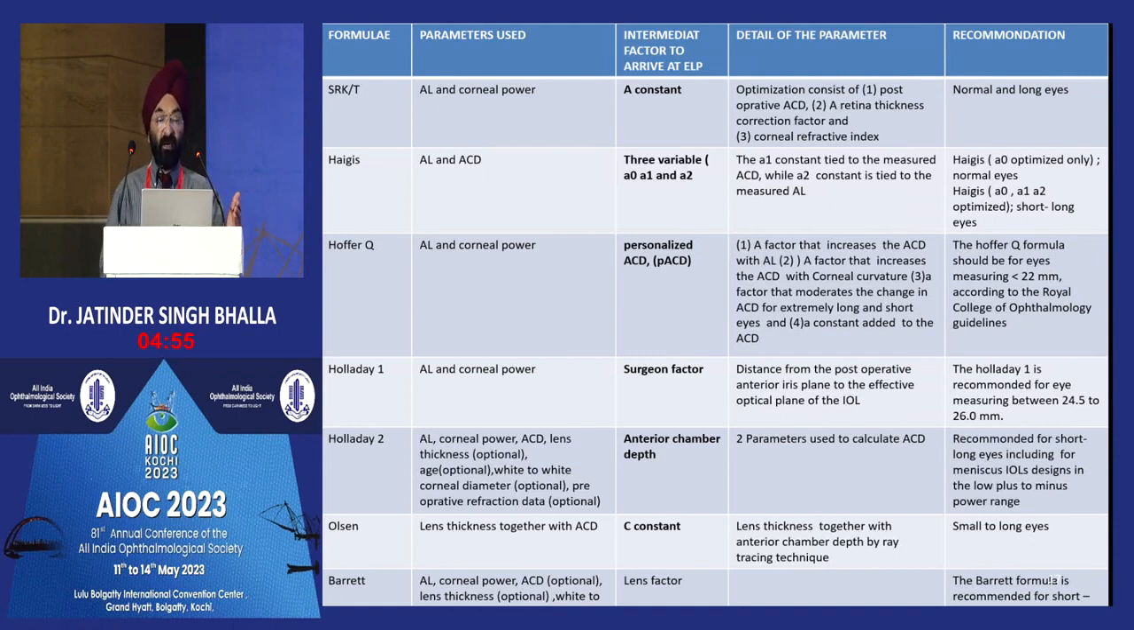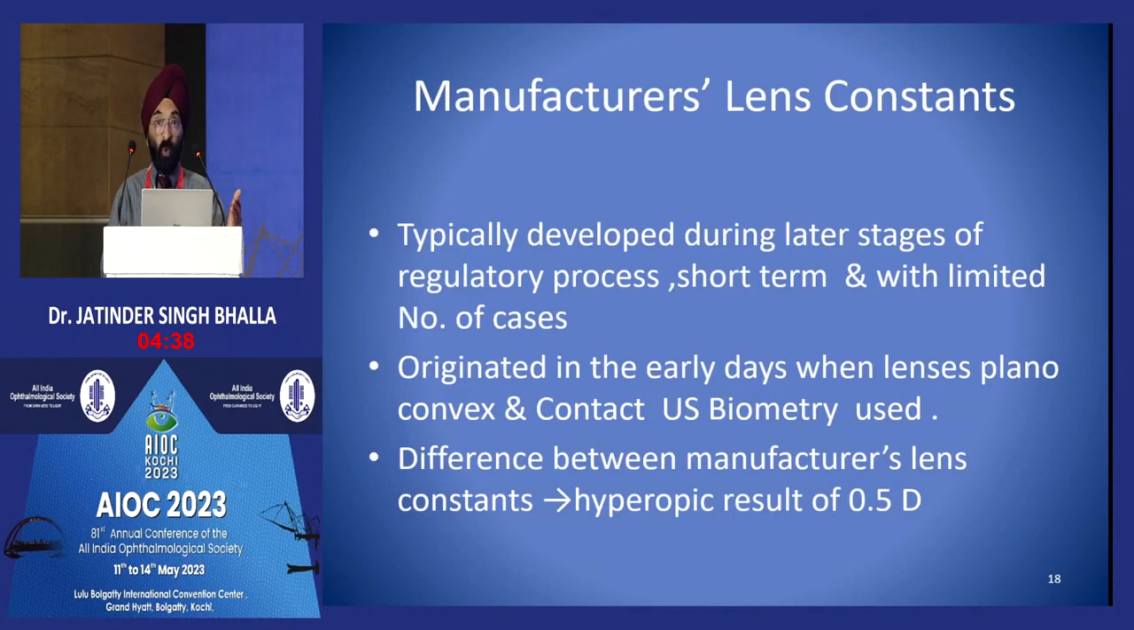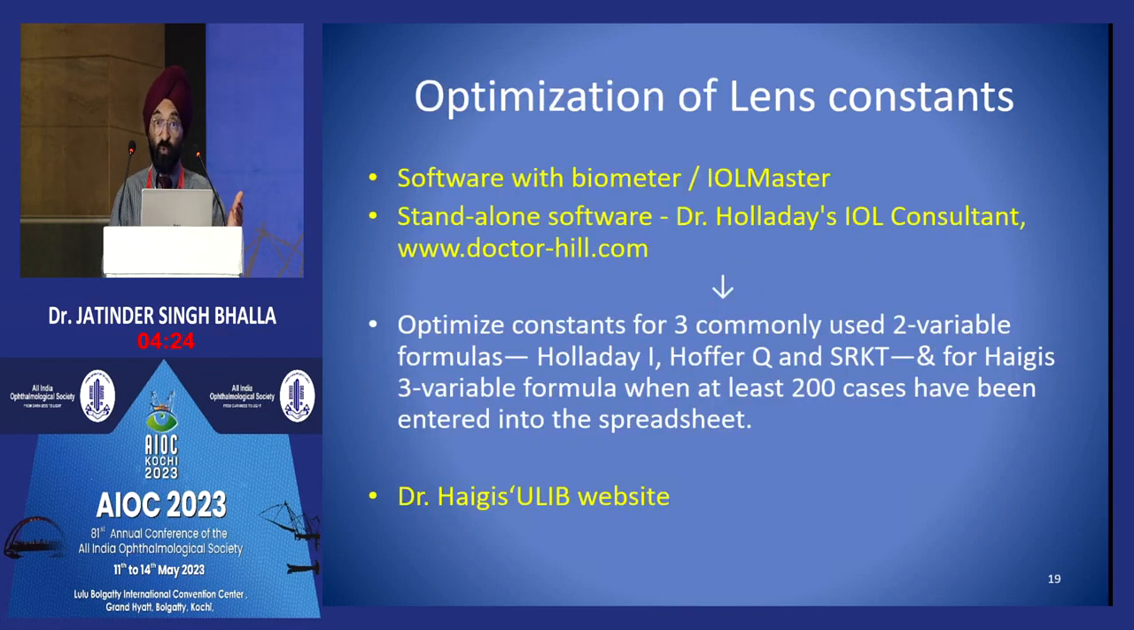There are some variables which are intermediate factors which help us to arrive at effective lens position. SRK/T had A constant, Haigis had A0, A1, A2, Hoffer Q and Holladay 2 have anterior chamber depth, Holladay 1 has surgeon factor, Olsen has C constant, and Barrett has lens factor. So what are these lens constants? They were actually developed during the later stages of regulatory processes and with a limited number of cases when plano convex lenses were used and contact ultrasound biometry was used. But with this, we used to have some error. So it makes sense to optimize the lens constant.